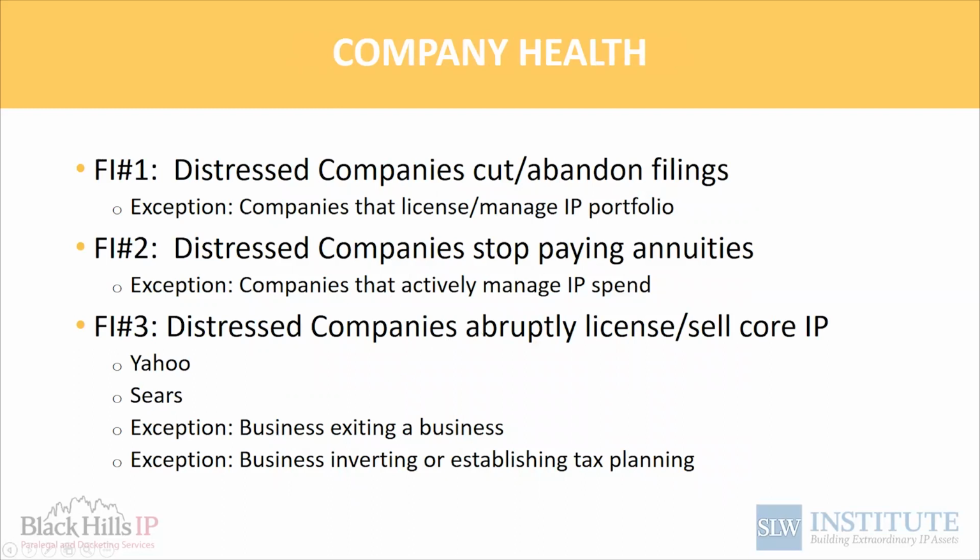Number two, distressed companies stop paying annuities. They will actually get rid of internationally first, non-U.S. matters first, is what I generally see. And there's always exceptions. But if I'm looking for what companies are distressed, I look for things that are rapidly abandoned or have stopped paying annuities on a regular basis. This data is all available.